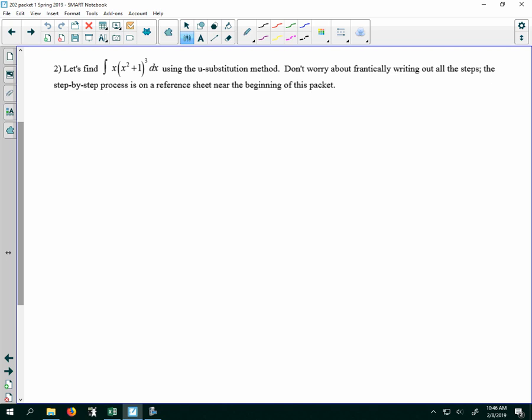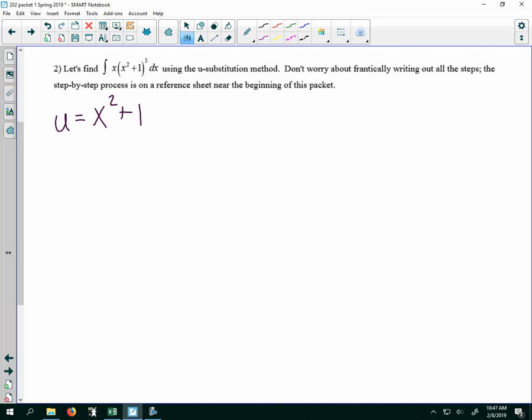So we have to choose a U, a function within the integrand to be our U. The way you choose U is it's typically an inside function. It's typically the inside of a composition. And it's a function whose derivative also appears in the integrand. Okay, so my choice for U in this case is going to be x squared plus 1.